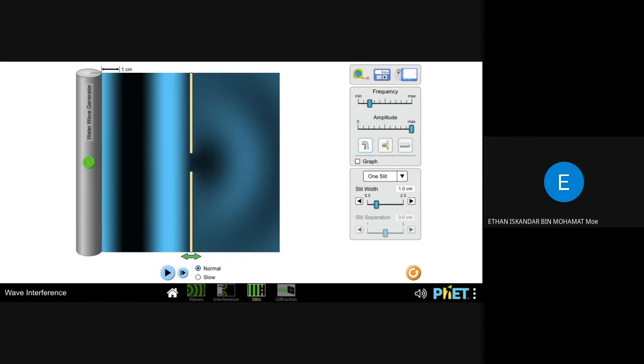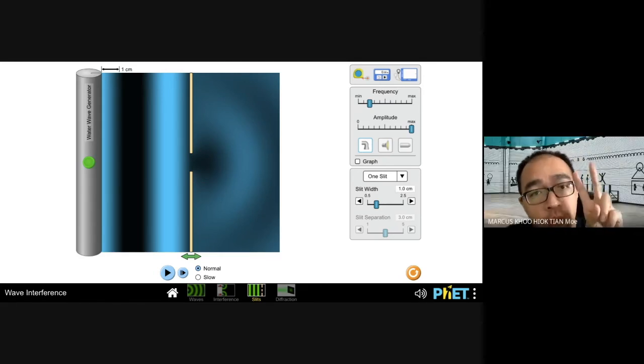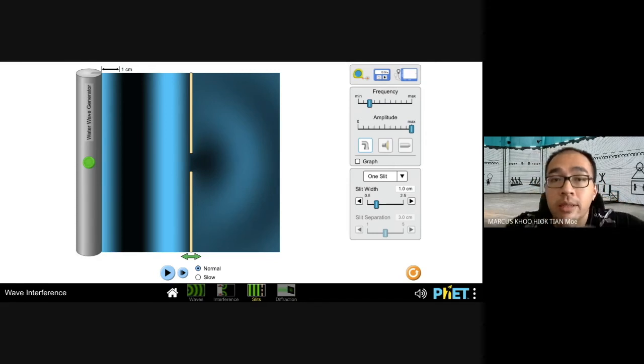Size of the gap. Okay. And also a bigger wavelength. Okay, so these are the two very important factors. Well done. So the small size of the gap and a big wavelength are the two factors that determine that the waves are more spread out.